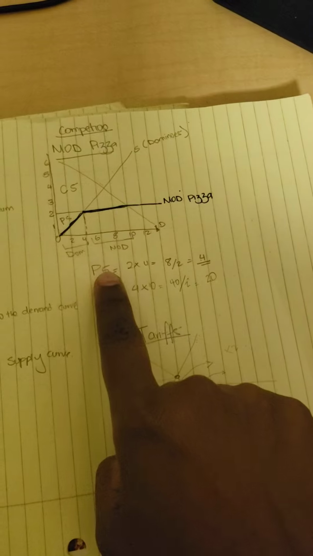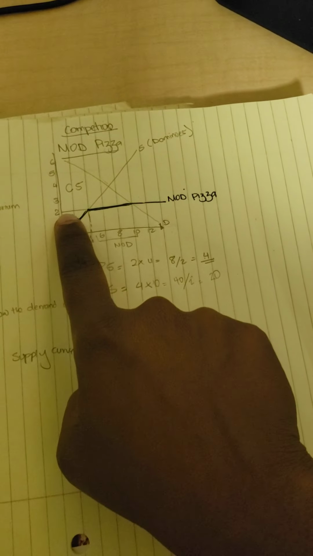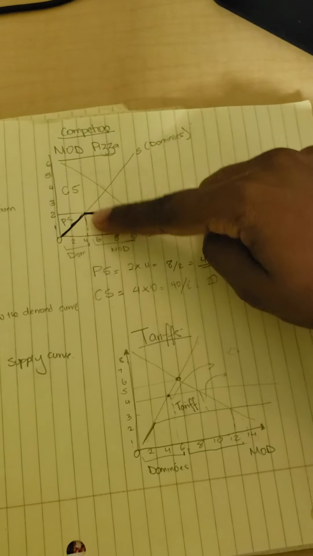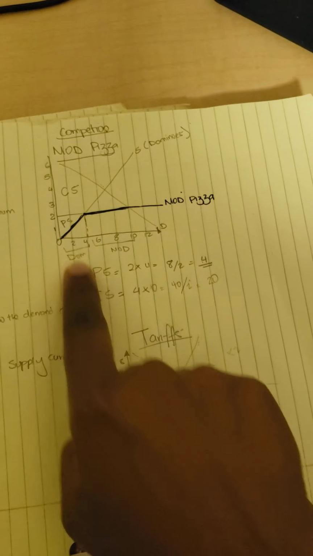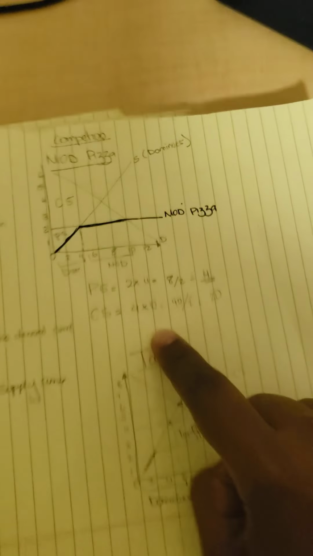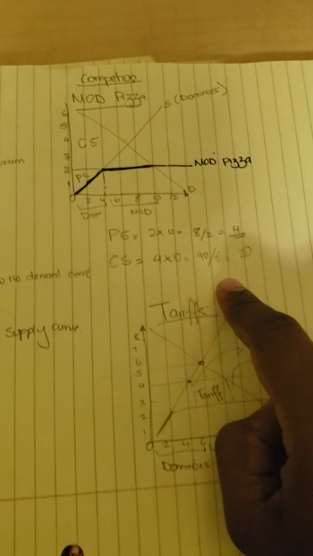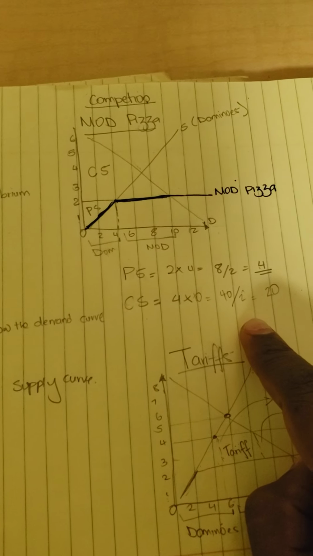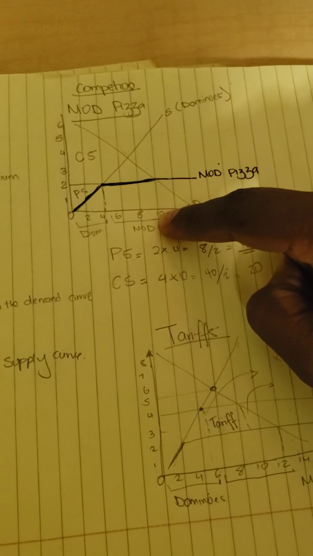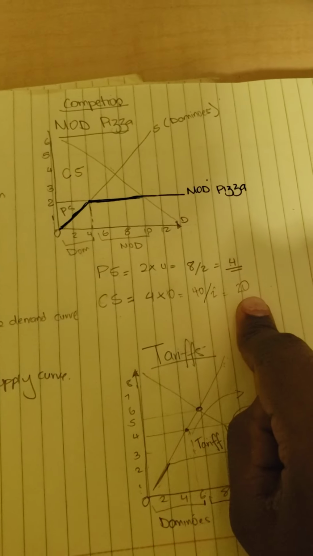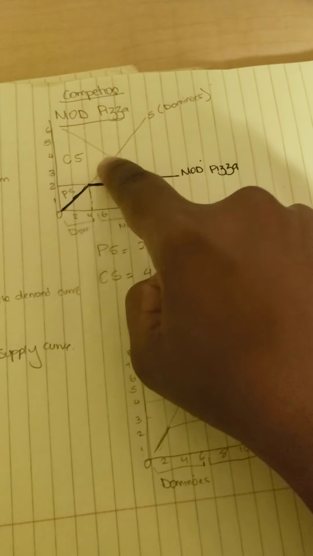So you will just take the producer surplus, 2, that you're selling your pizzas for $2, multiply by 4, then divide by 2, and you get 8. Then for your consumer surplus, you take 6 minus 2, and you get 4, and you multiply that by the demand over here with the quantity, and then you divide that by 2 and you get 20. That is your producer surplus, and that is your consumer surplus. That is your equilibrium point right there.